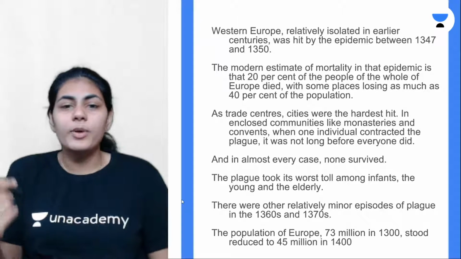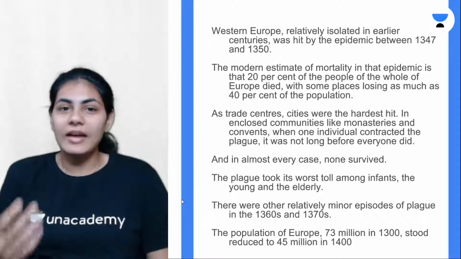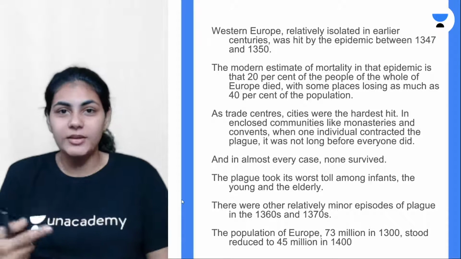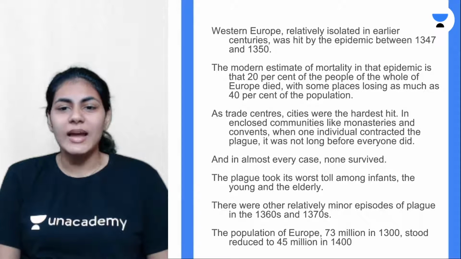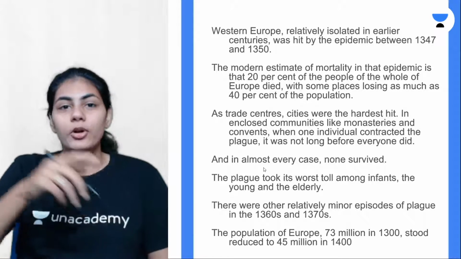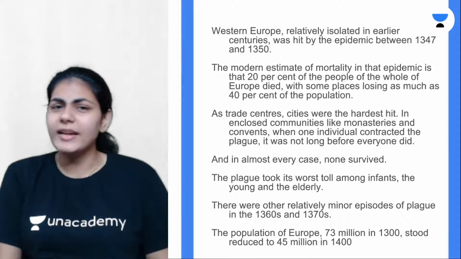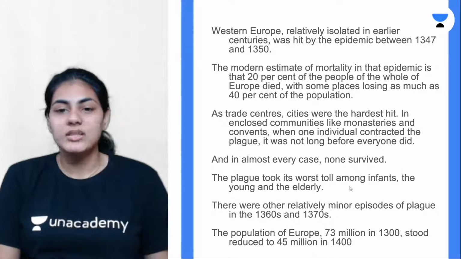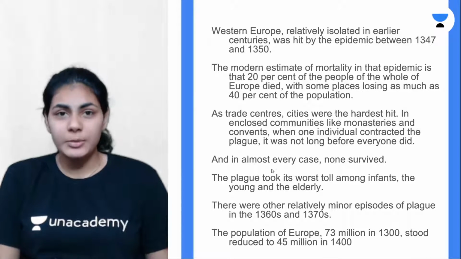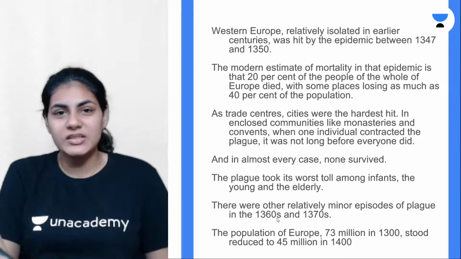Because even if a person is extremely immune, extremely healthy, he will not have the potential within him to fight the plague. That's how dangerous it is. Almost none survived, whoever was affected. And if you look at the demographics, the worst toll was among the infants, right? Children don't have much immunity, they will easily die. So the worst toll was among the infants, followed by the young people, and then elderly people used to die. So these are levels of resistance within one's body.